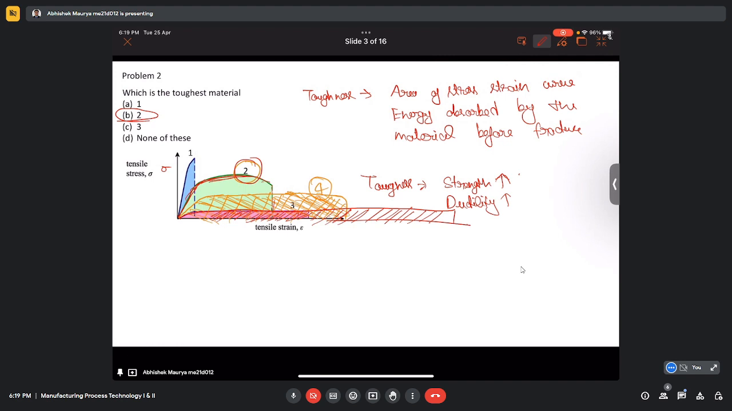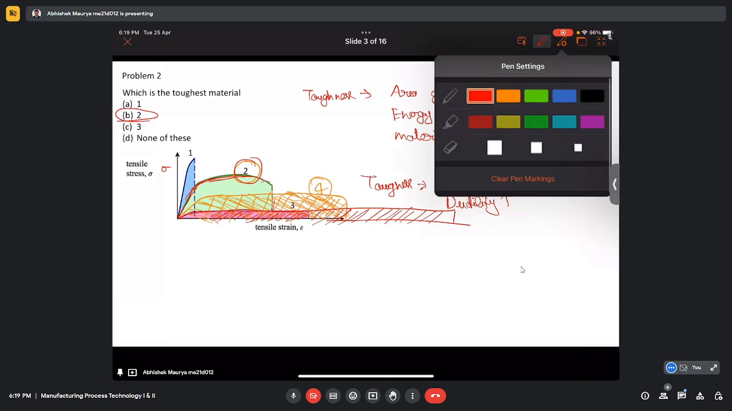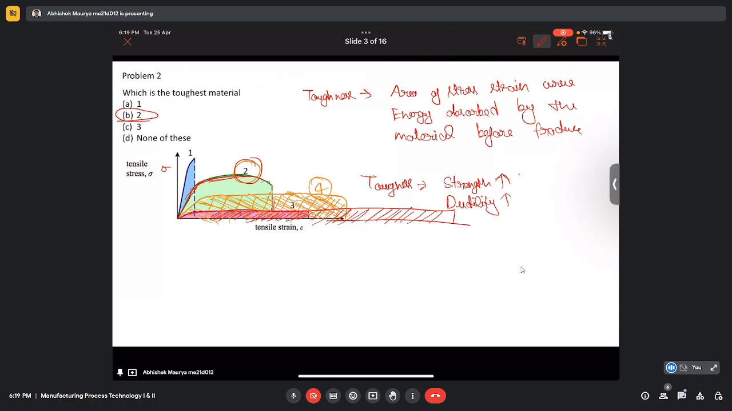Clear? Shall we move to the next problem? Okay, so if there is no confusion, can we move ahead? Okay, Abhay. Yeah, what I was telling is that a material is called tougher when it absorbs a larger amount of energy, as well as the material should have higher strength also.